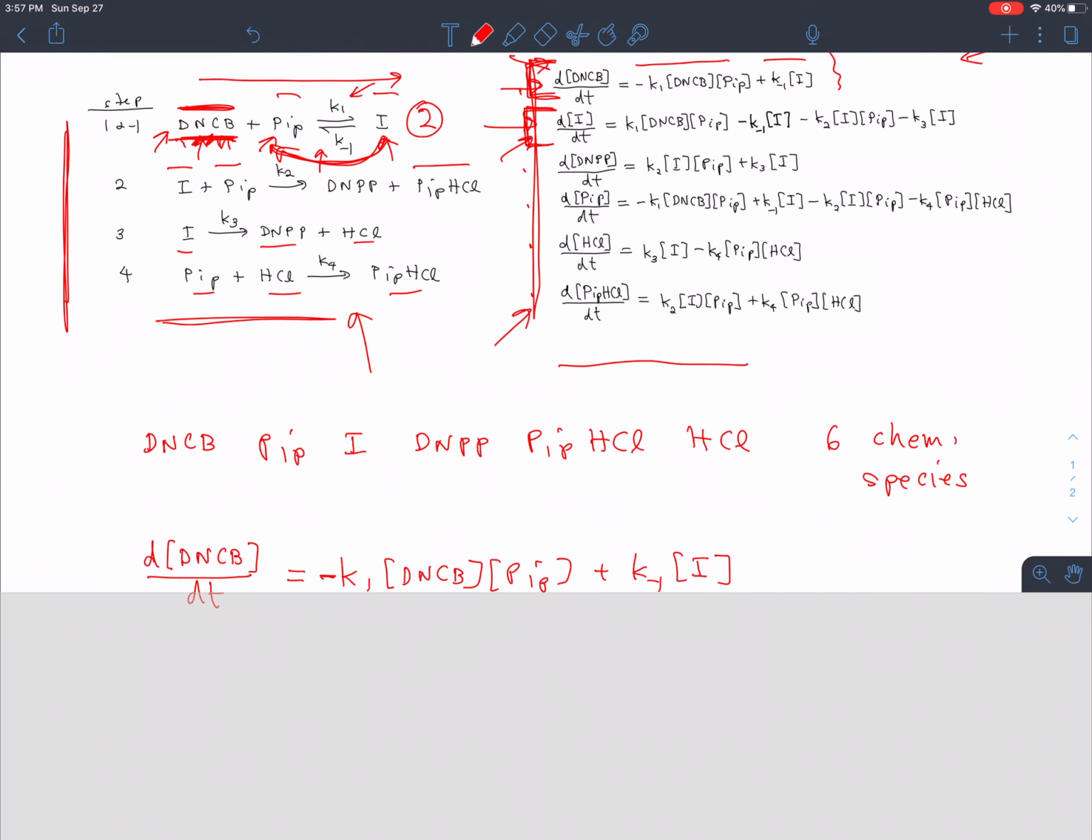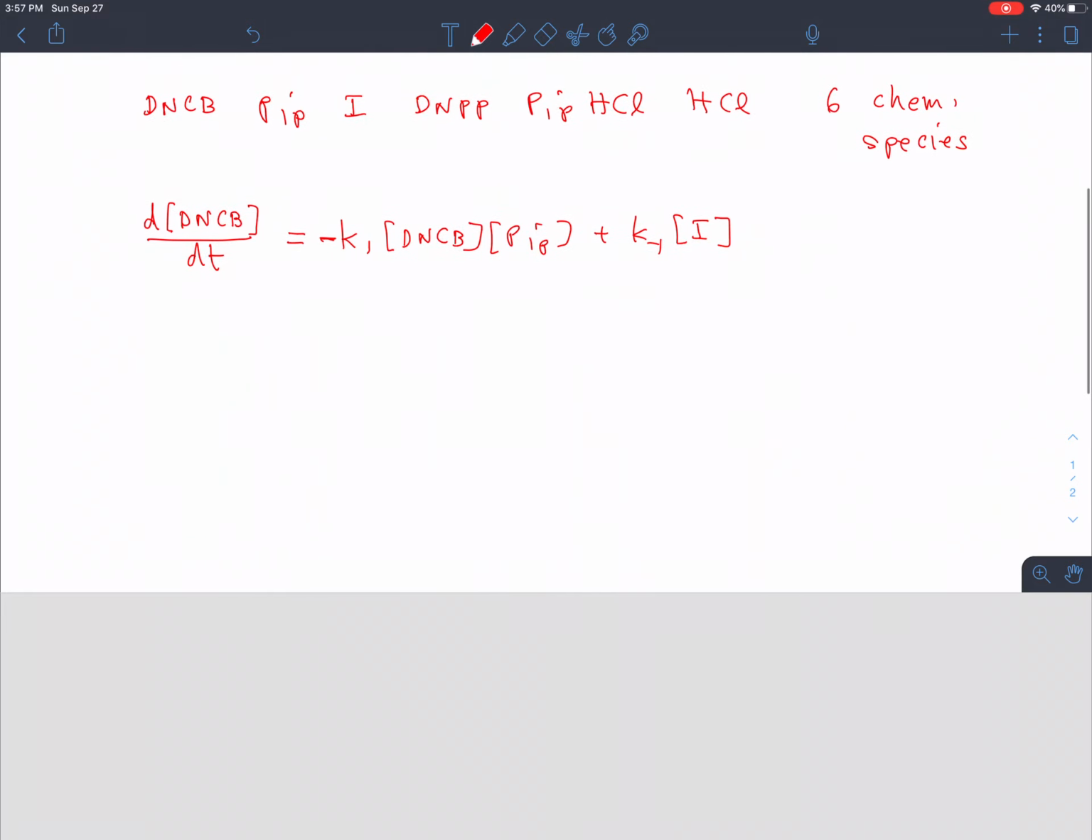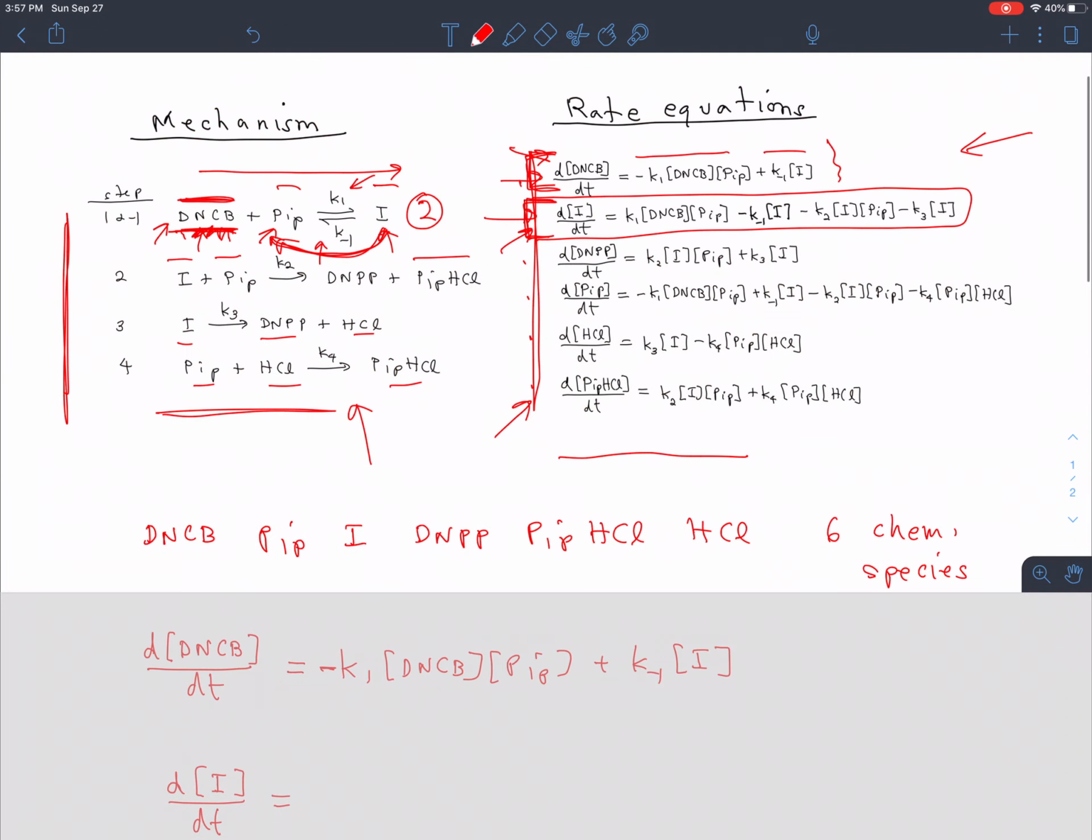Now let's write down this more complicated one. This is the most complicated rate equation in the whole thing. And so let's see how that works out. So we're writing the rate of change of the intermediate with respect to time. And now we go looking through the mechanism.